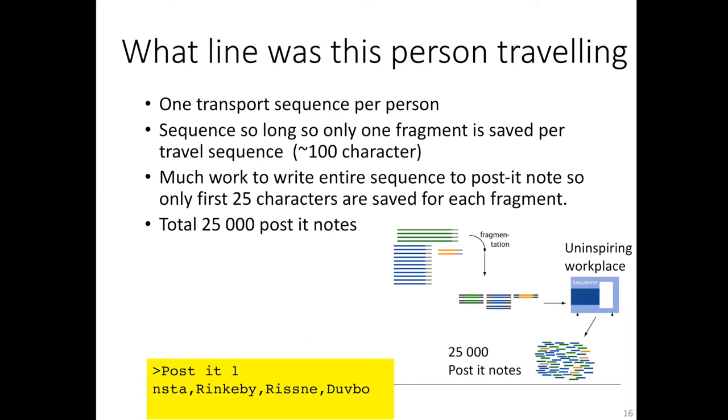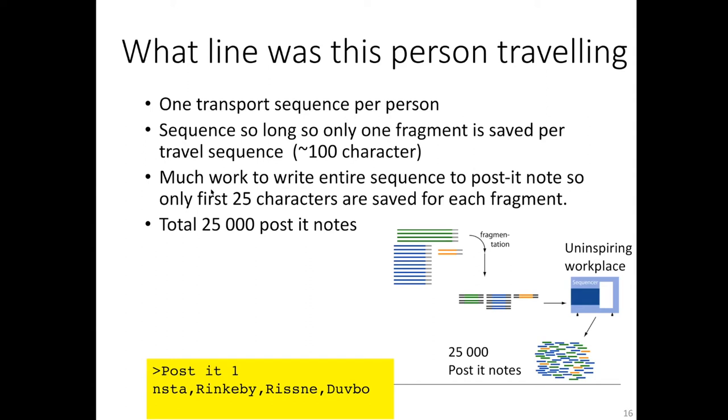It's just that this sequence is so long, so we can only take up one small part of it. There's one fragment per travel, and it's approximately 100 characters. This is done by hand, so someone has to actually write these characters on post-it notes, and this is quite boring work. So the union has only agreed to write up the first 25 characters of the sequence, and they are being put on post-it notes, and that's the information that we are getting. They are also agreeing to only do 25,000.